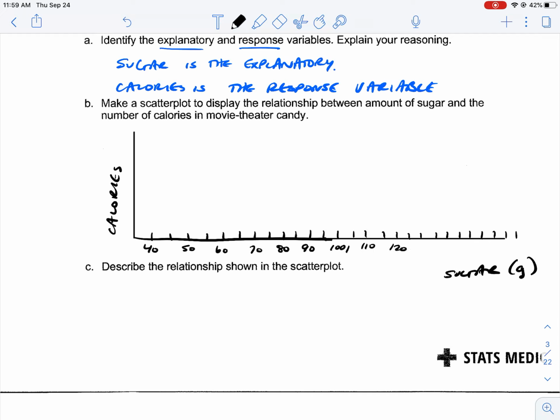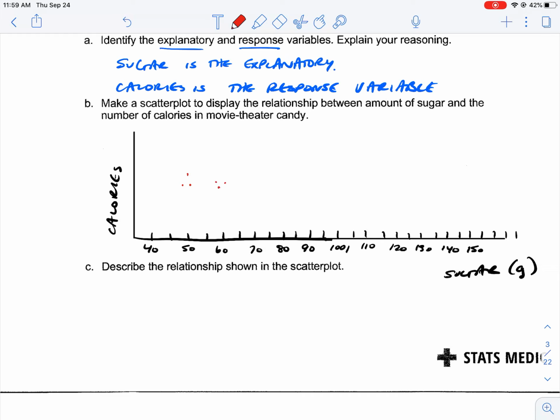$100, $110, $120, $130, $140, $150. Okay, let's do a little bit of plotting here. So around 50, I've got a couple of dots here and one above. And I have this ahead of time, so I have an advantage here.